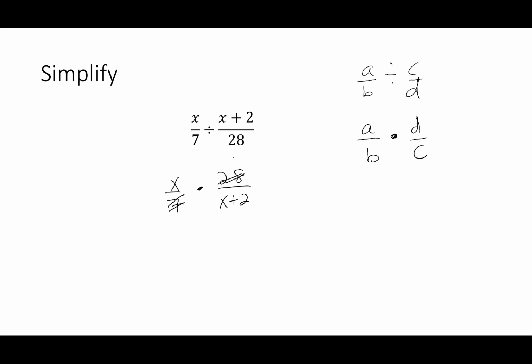7 goes into 28 4 times. My new numerator is 4x. My denominator is x plus 2.